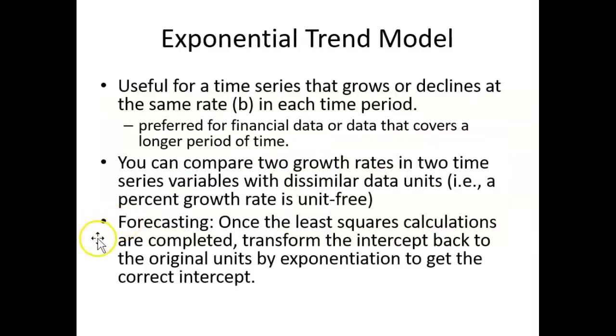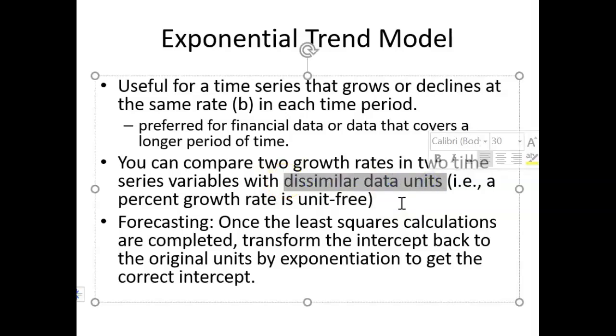In an exponential trend model, this is more useful for longer time periods or time series that are growing or declining at the same percentage rate in each time period. With an exponential trend model, you can compare two growth rates in different time series variables. It's really useful for that, especially if the units of the data are different. The percentage growth rate is what's known as unit free.